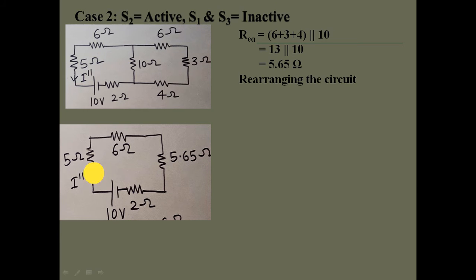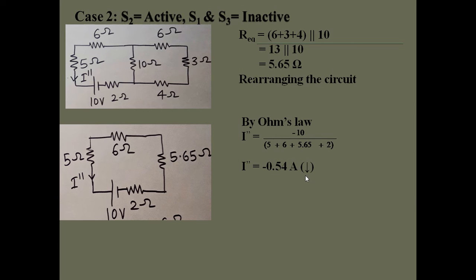I double dash will be minus 10 divided by addition of all these resistors because they are in series, and you can see that current is flowing from negative to positive terminal. That's why I have written minus 10. So I double dash will be minus 0.54 ampere. The direction is downward, so I have shown it by downward arrow.